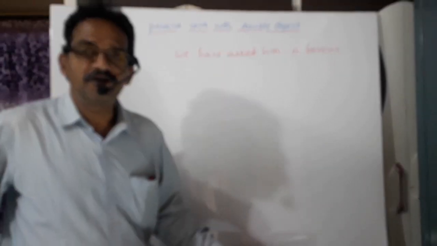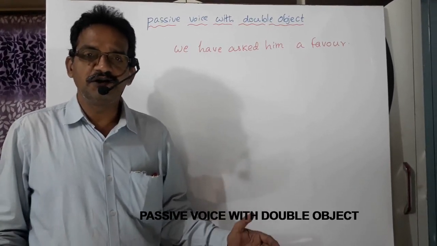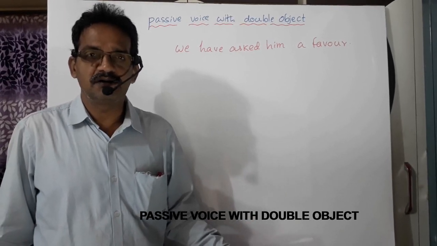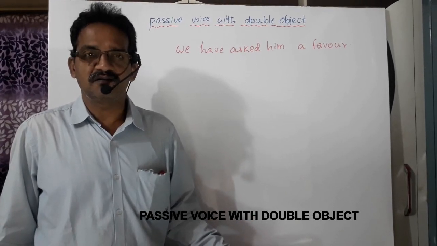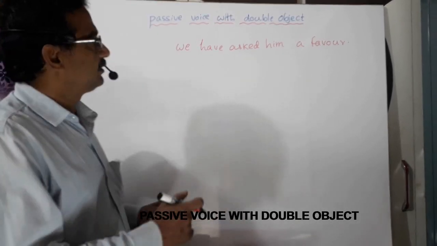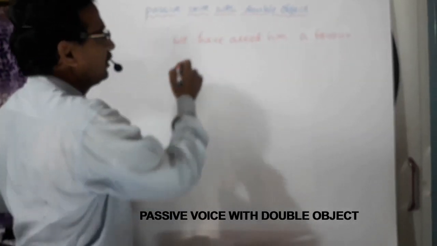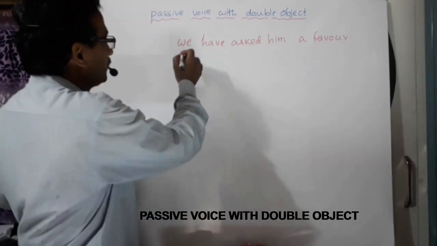Hi guys, today we are going to learn passive voice with double object. In the previous class we learned how interrogative, imperative and affirmative sentences can be changed into passive voice. Today we will look at double objects.